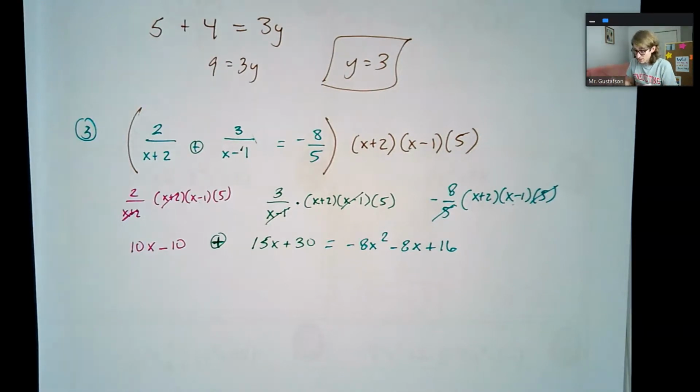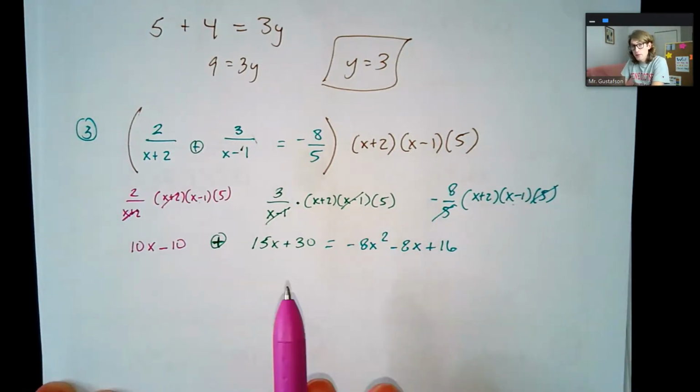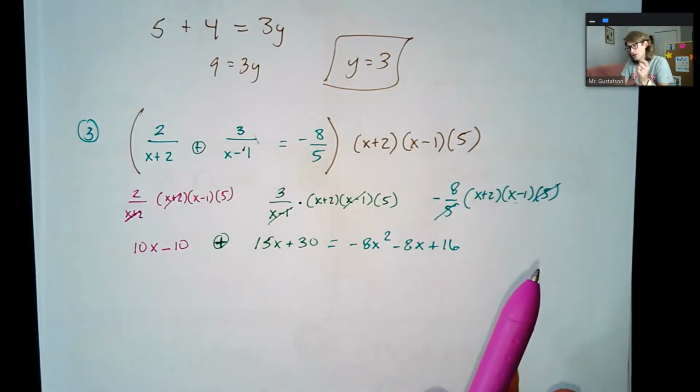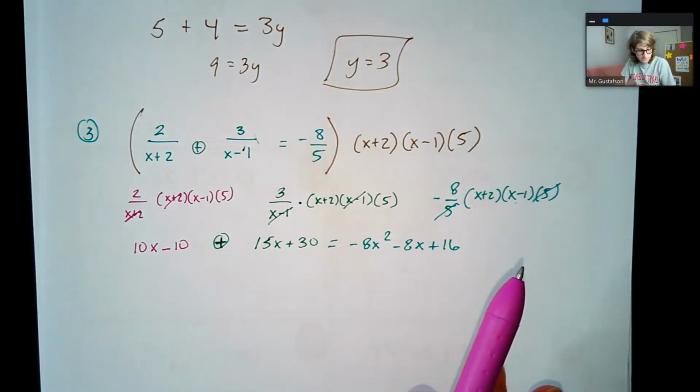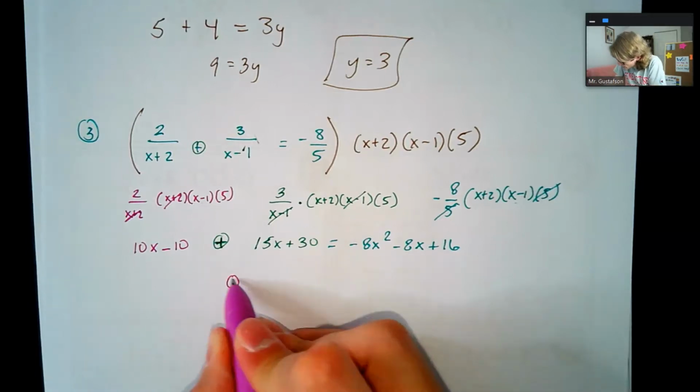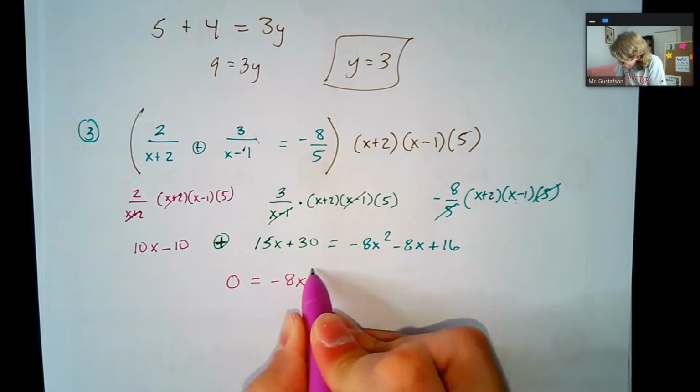Or I guess you could use a calculator, even though I told you I wanted you to do these without a calculator. But I'm about to run through the steps real extra fast. So if you want to try this one on your own, pause and try. Let's see, what do we get? We get 0 equals negative 8x squared.